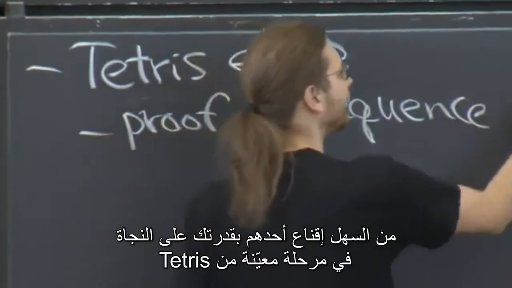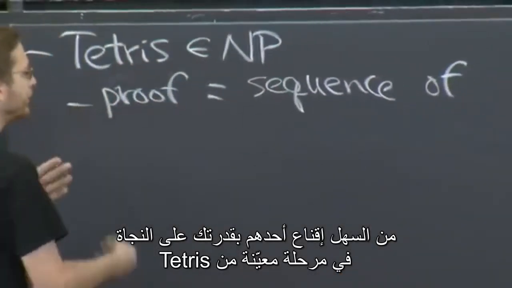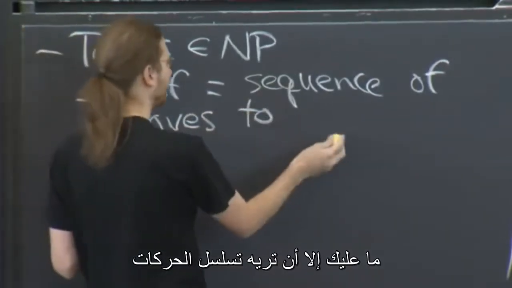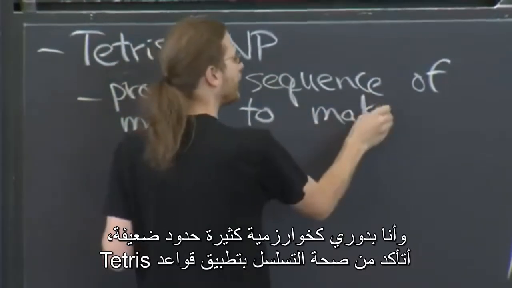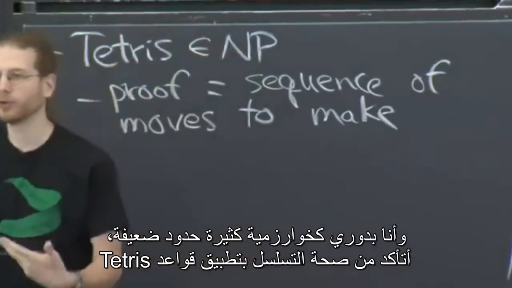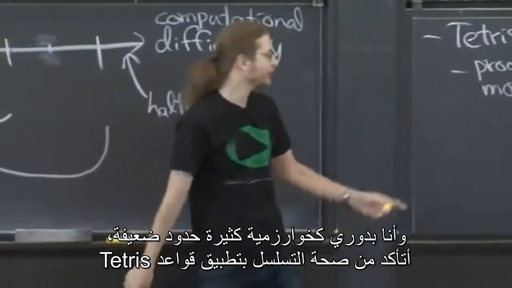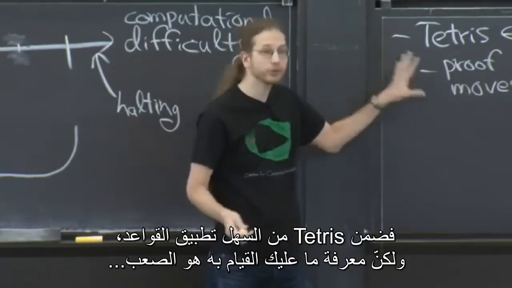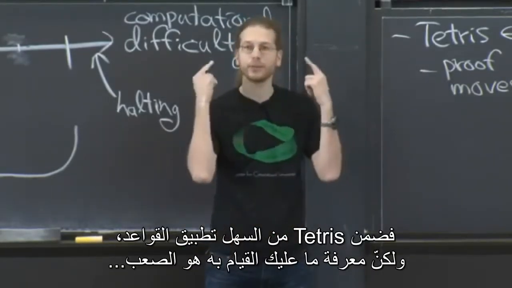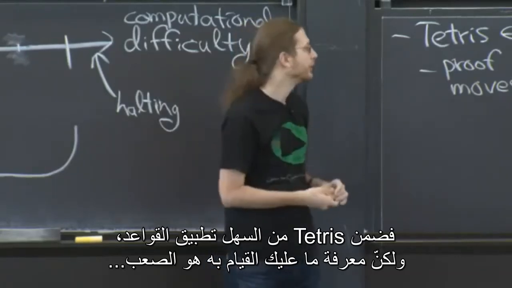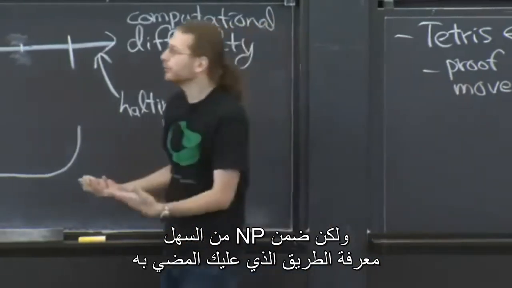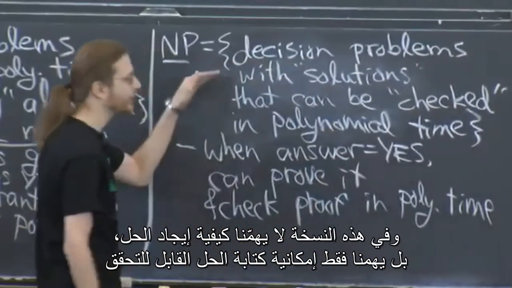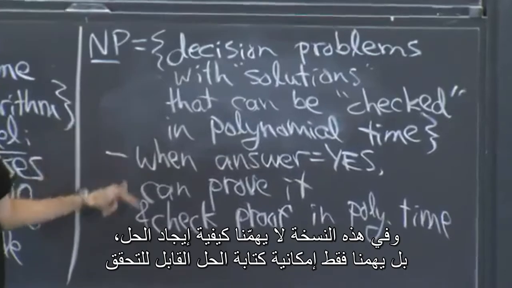It's really easy to convince someone that you can survive a given level of Tetris. You just show what the sequence of moves are. And then I, as a mere mortal polynomial time algorithm, can check that that sequence works. I just have to implement the rules of Tetris. So in Tetris, the rules are easy to implement. It's the knowing which way, what thing to do is hard. But in NP, knowing which way to go is easy. In this version, you don't even talk about how to find the solution. It's just a matter of, can you write down a solution that can be checked?